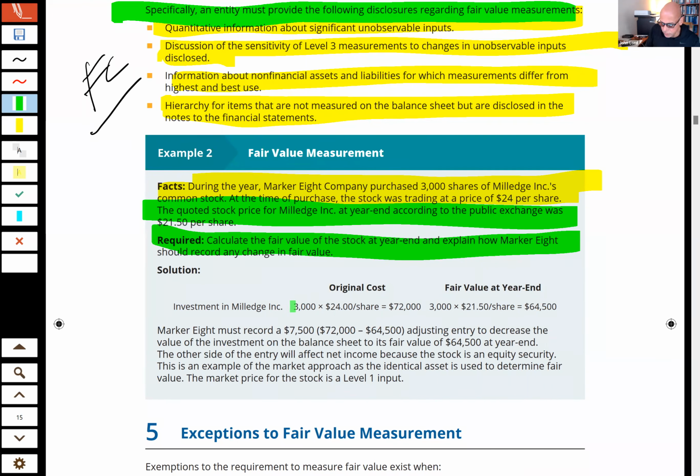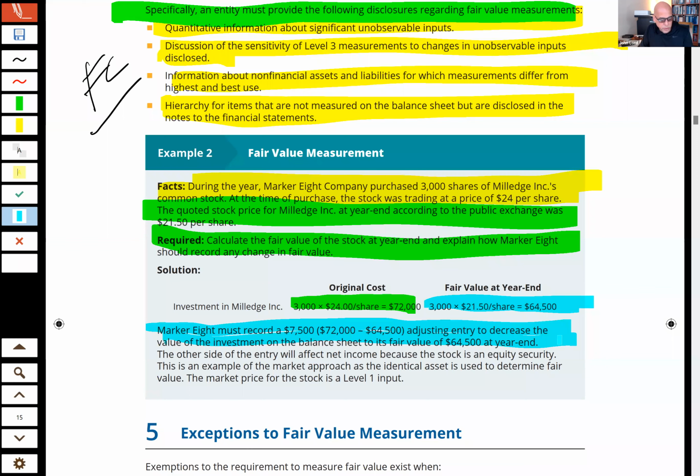We bought it for what? For 24. Now we're measuring it, since we're using the level 1, the identical asset, and we now see it's being quoted at 21.50. So it's now worth 64,500. And we would record a loss. We would write that item down. And we're going to get into in chapter 4 how to account for investment in stock and account for the losses, and how we'll run that through our fair value through net income determination. That's all in chapter 4. We'll get to that.